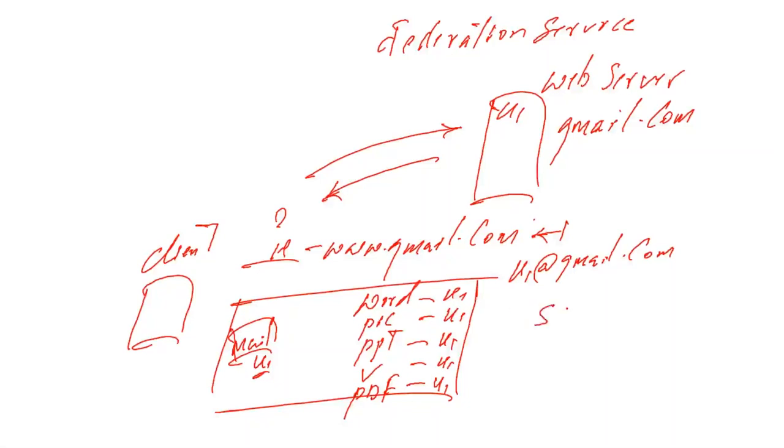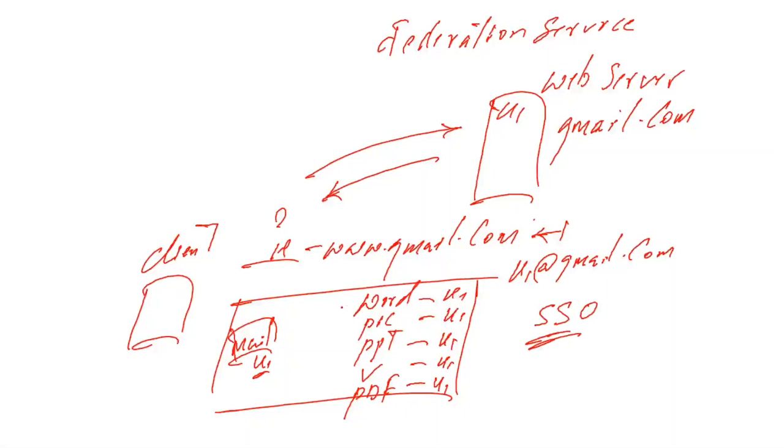The user is saying, sir, we require this service. That is called single sign-on service. The user is saying we want single sign-on service. So what is the meaning of single sign-on service? The user is saying only one time we have to type the name and password. Once you type the name and password, this name and password has to be confirmed.